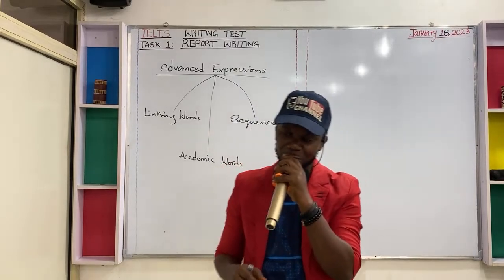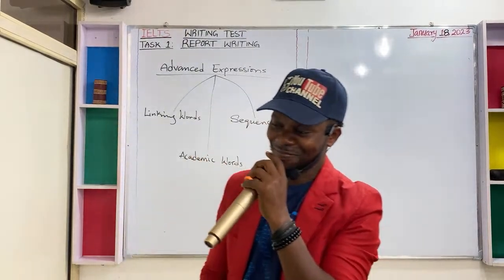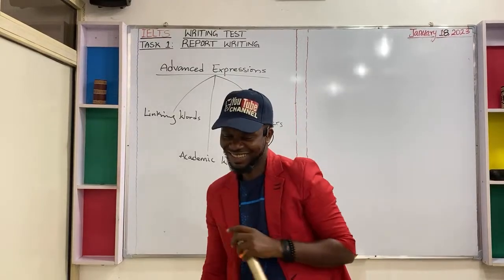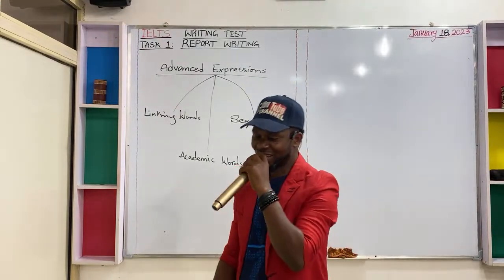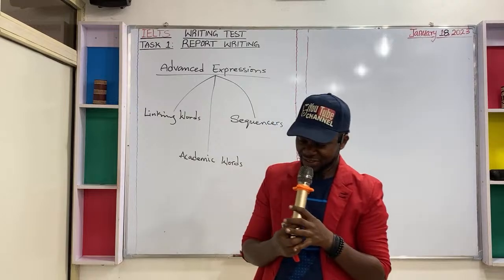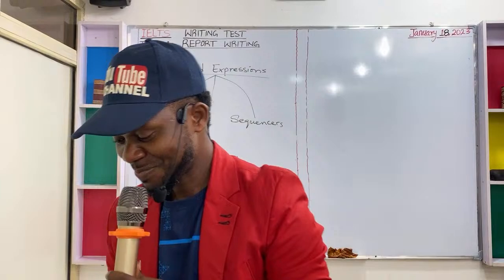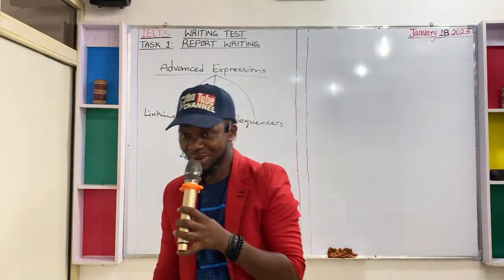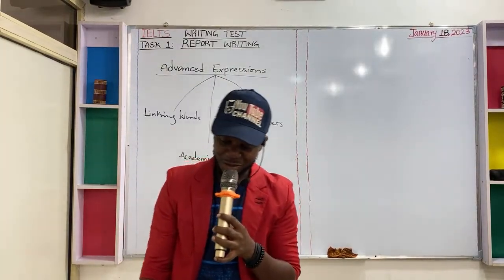An example of sequencer is first and foremost, where you want to start something. First and foremost, furthermore, additionally, consequently, subsequently, nonetheless, nevertheless, notwithstanding, contrarily, summarily, conclusively, in light of the above.